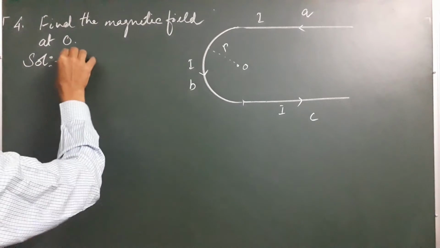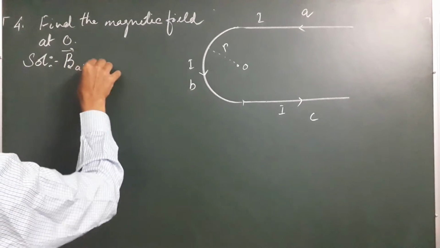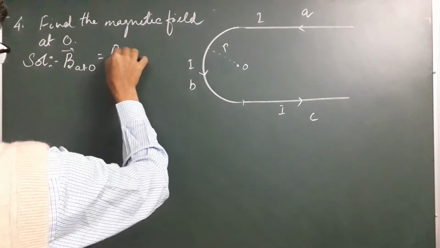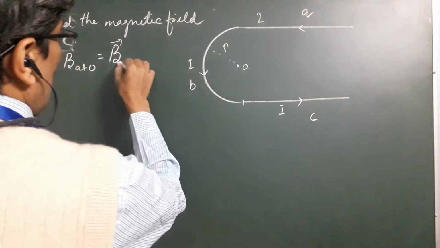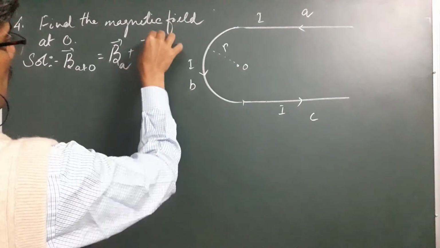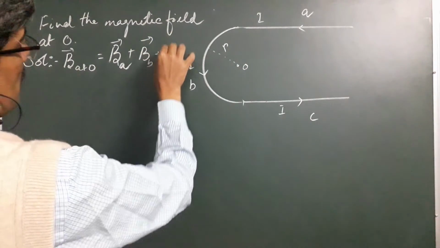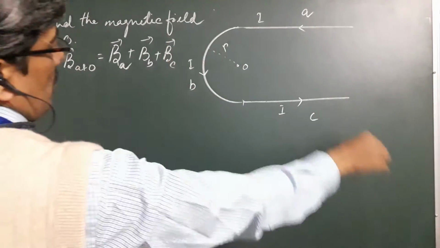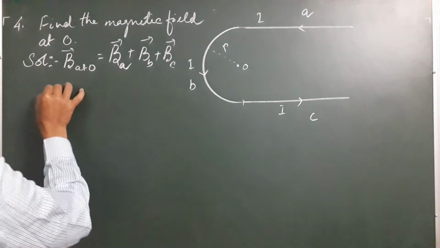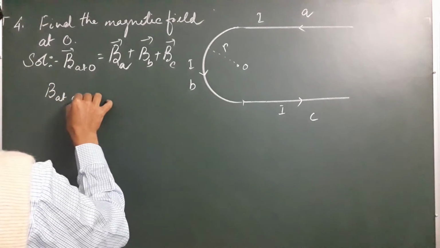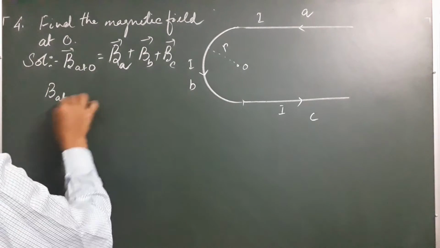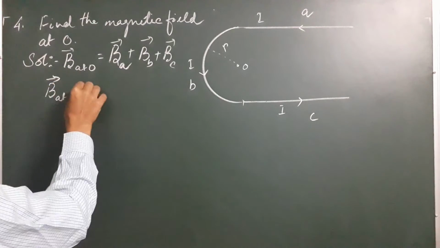Now the net magnetic field at O, that is the total one, could be given by the magnetic field contribution due to A, the straight part, plus the magnetic field contribution due to B, plus the magnetic field contribution due to the C part. Two straights and one curve. As you know, students, you are aware of the formula that the magnetic field at O is equal to.